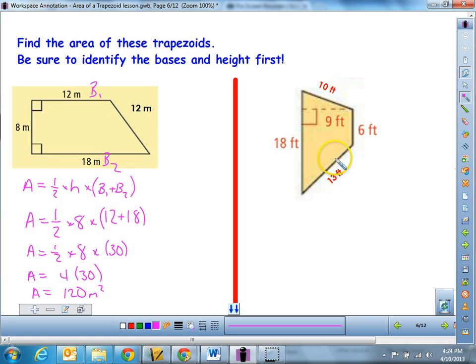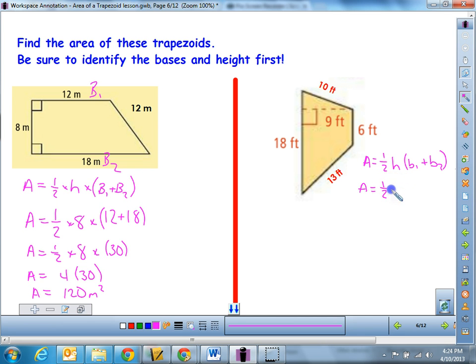All right, let's do this one as well. Again, we got to start with our formula. So we have area is equal to 1/2 times the height times base 1 plus base 2. So let's fill in what we have. Our area is what we're looking for. Our 1/2 hasn't changed, so I'm just going to rewrite those.